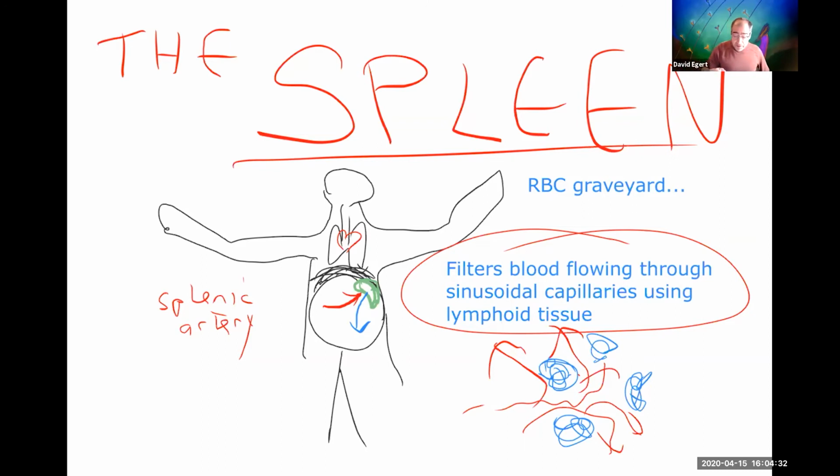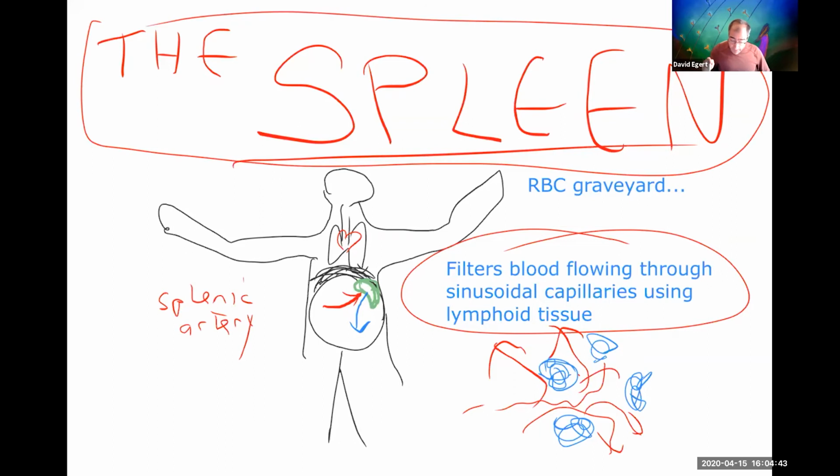I think there are some issues. A lot of times the platelets and clotting factors tend to get stored in the spleen. But in general, the spleen is something you can live without. But again, the spleen is different from a lymph node because it filters blood. If you're thinking about what is different about the spleen from a lymph node, it's filtering blood. Lymph nodes are filtering lymph percolating through them. So the spleen.